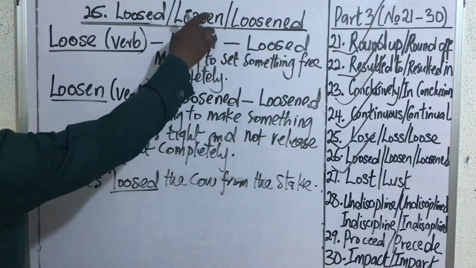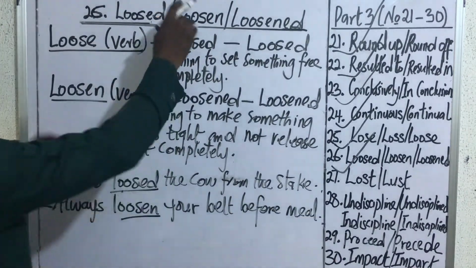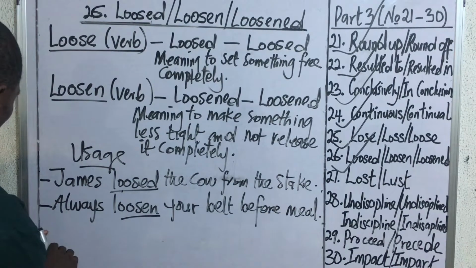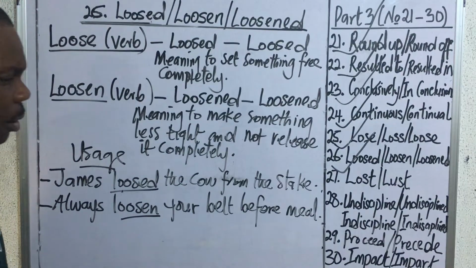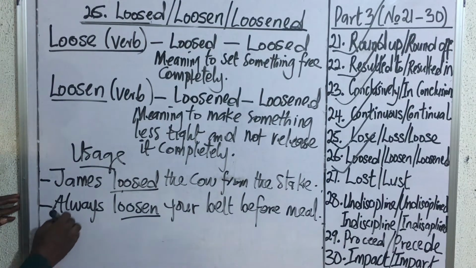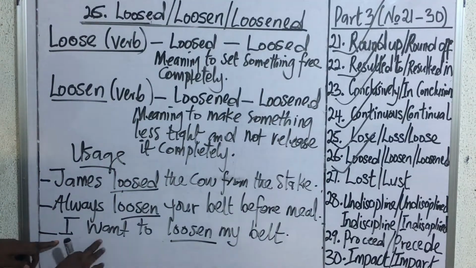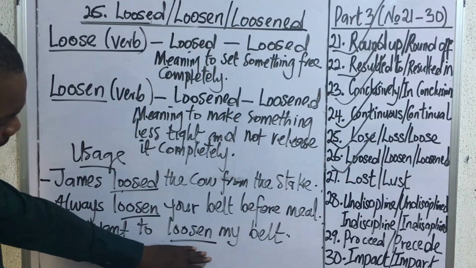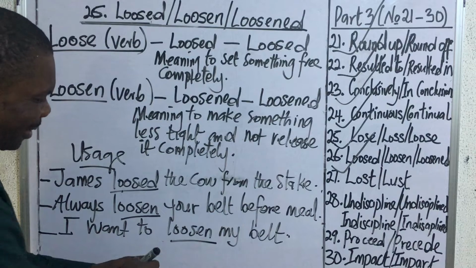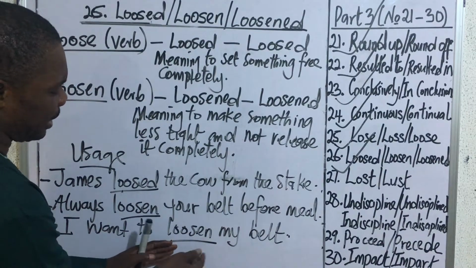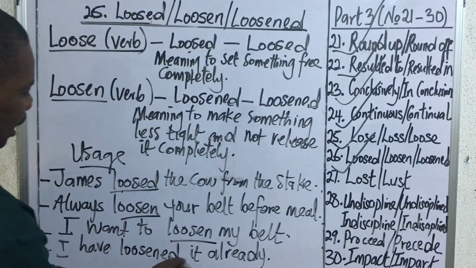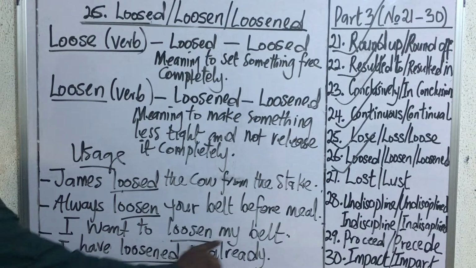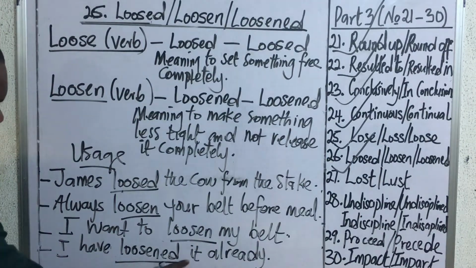Then let us now talk about this. This word is used in its simple present: always loosen your belt before a meal. I can even use it as an object of infinitive. I say something like, I want to loosen my belt. Good. So it is not a past tense, it's a present tense verb, which means to just release something a little and make it less tight. Now, in its past tense form, you will say, I have loosened it already.